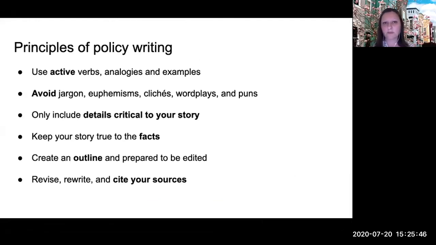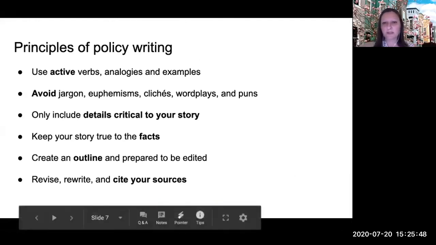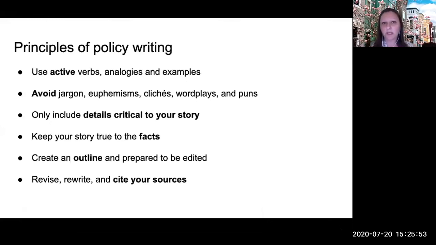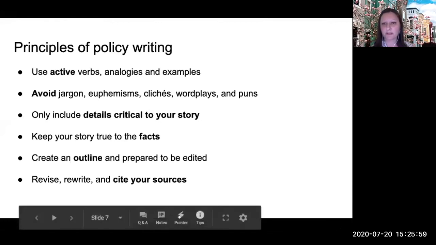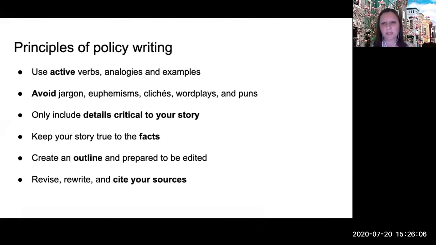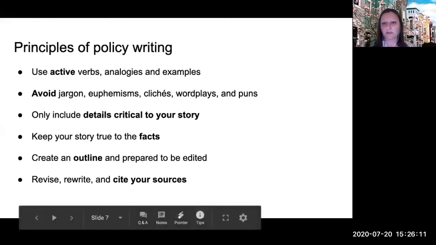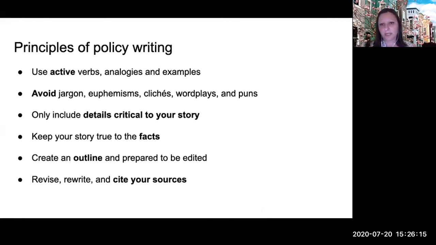Okay, so now we're going to move into writing specifically. You've probably seen this before, but just to remind you again, you need to use active verbs as well as analogies and examples. Obviously, not very technical writing: avoid jargon, euphemisms, cliches, wordplays, and puns. Include details in your story, but only if they're critical to what you're saying. So you don't want to make it too involved. You want to keep your story true to the facts. So always remember to keep it evidence-based.